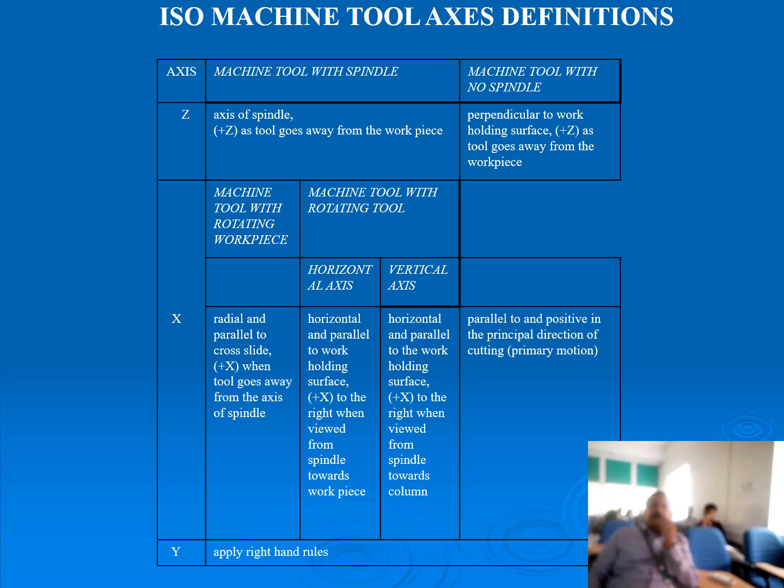Here you can see the machine tool axis definitions. You can see a machine tool with spindle and without spindle. And for all three axes, Z, X and Y, definitions are given like this, which you can just go through.